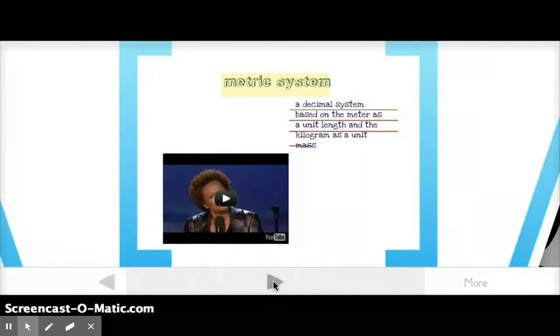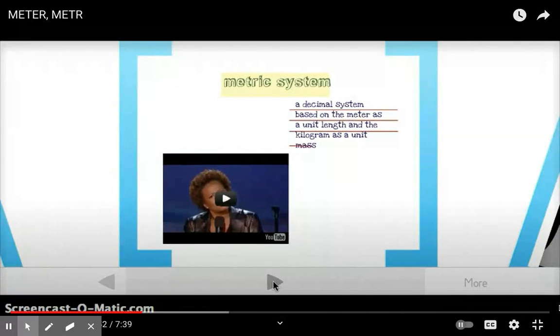Metric system. The metric system is a decimal system based on the meter as a unit of length and the kilogram as a unit of mass. We here in the United States do not use the metric system, which other people tend to find highly entertaining because almost the entire rest of the world does.